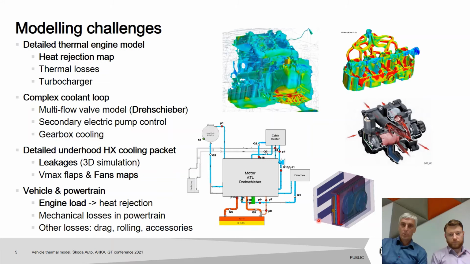Another one was the modeling of the complex coolant loop with the secondary electric pump, gearbox cooling and the electronic thermostatic valve. And the next one was the detailed underhood packet, how to model it, how to calibrate it to 3D results, how to include all the leakages, mask and grill. And at last, you also need a proper engine load and proper heat rejection. So you need to simulate all the mechanical losses in the powertrain and also other losses on the vehicle.